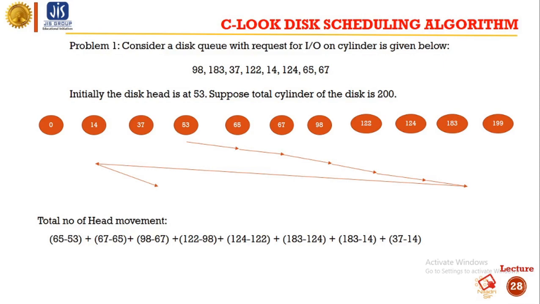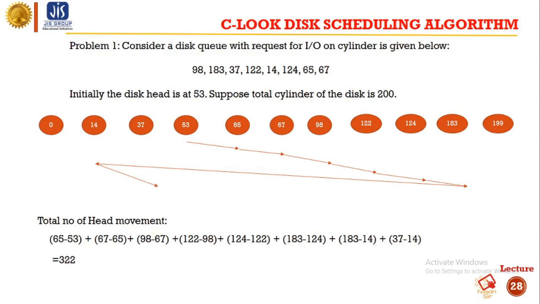From 124 we have moved to 183. Okay, so the total head movement is 183 minus 124, and then from 183 we have moved to 14. Okay, so the total head movement is 183 minus 14. Okay, next from 14 we have moved to 37. Okay, so the total head movement is 37 minus 14. Okay, so this is how it will work. Okay, so the answer is 322.